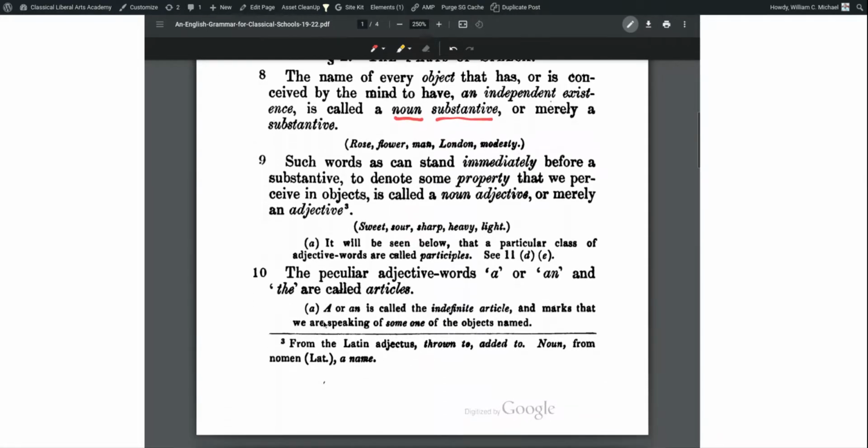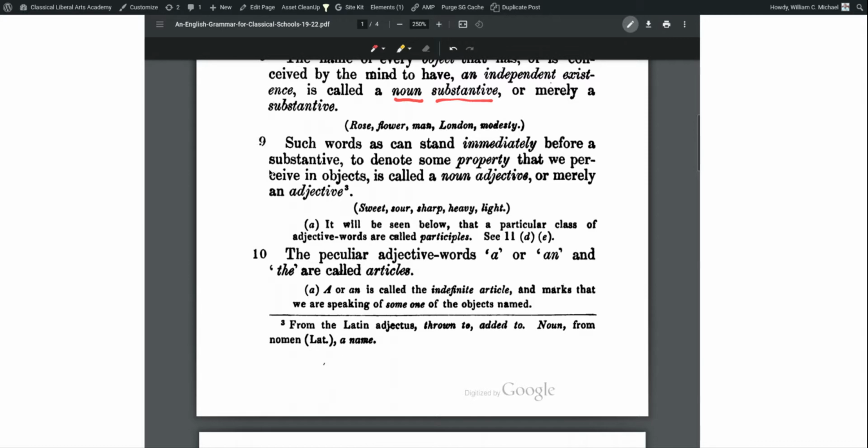Next, we go down to point number nine, article number nine, and we learn about a second part of speech. Such words as can stand immediately before a substantive to denote some property that we perceive in objects is called a noun adjective, or merely an adjective. So a word that cannot stand by itself, but must stand immediately before a substantive in English. A name that denotes some property that we perceive in objects is called a noun adjective, or merely an adjective.